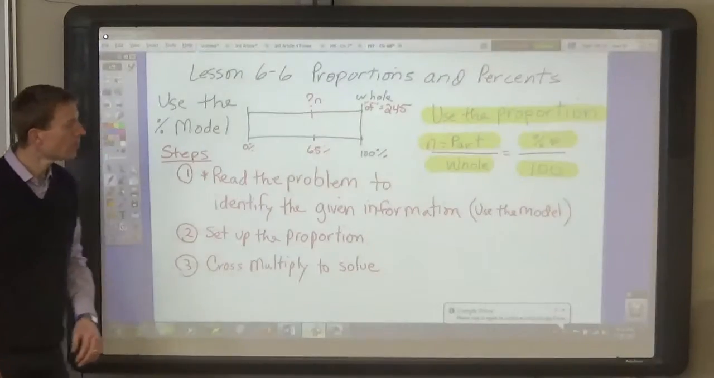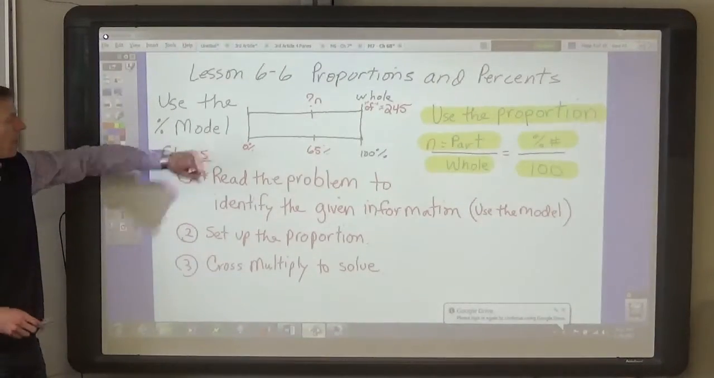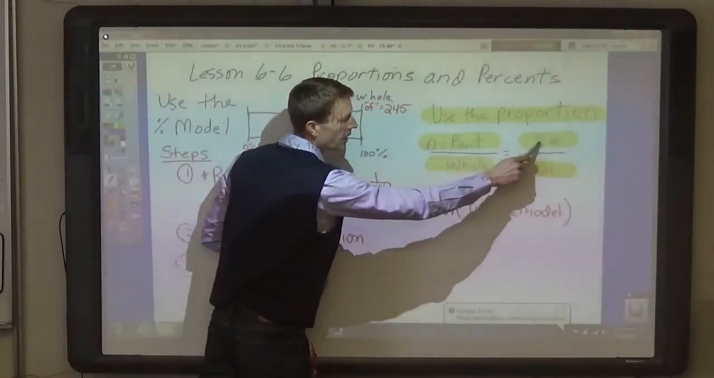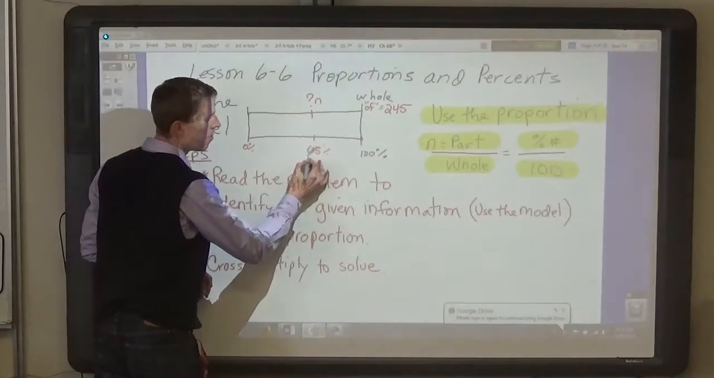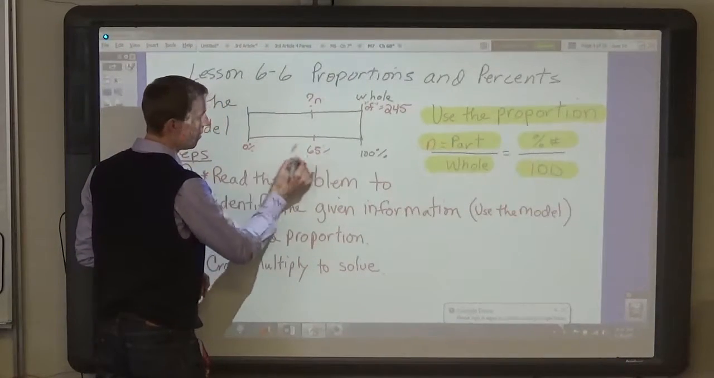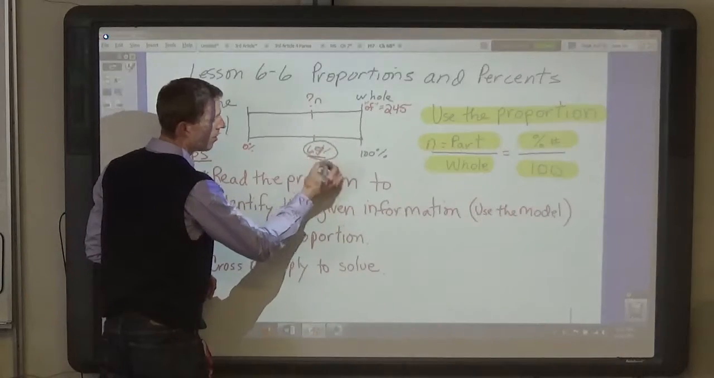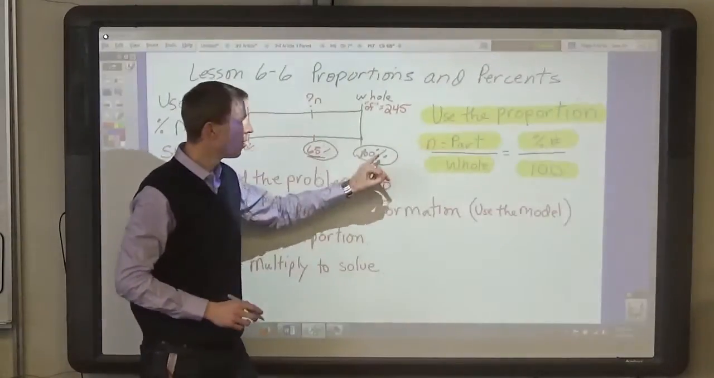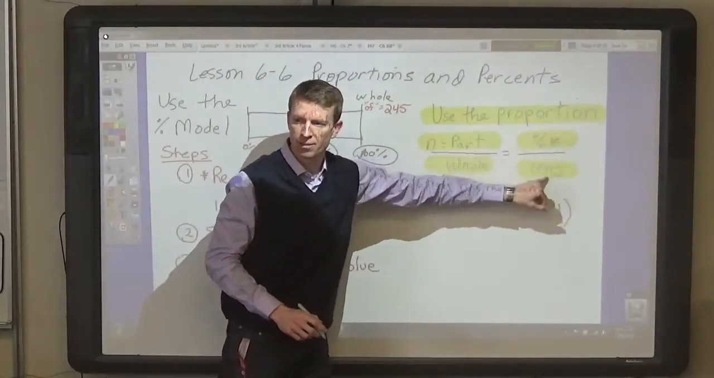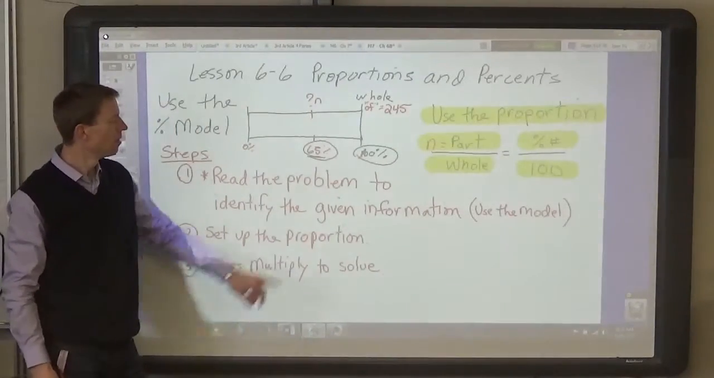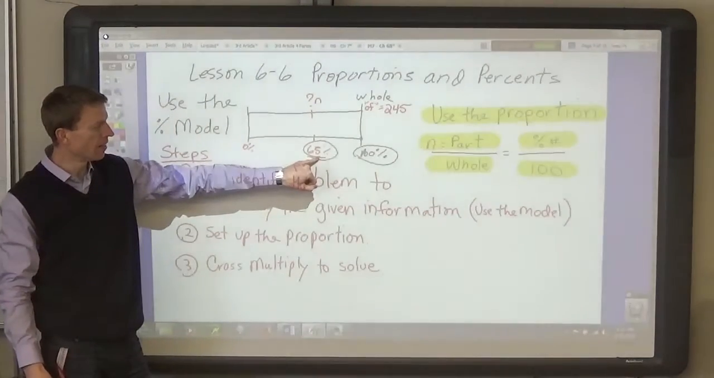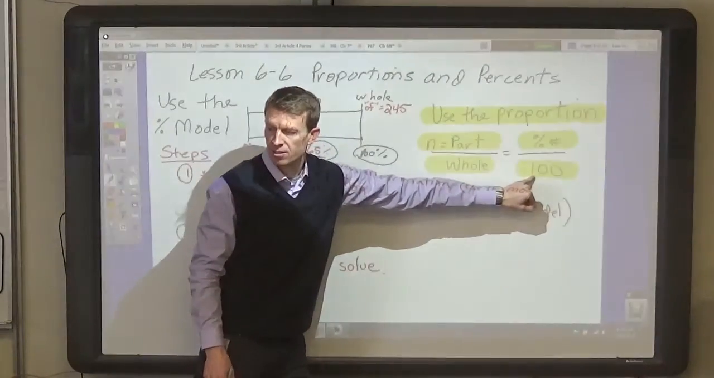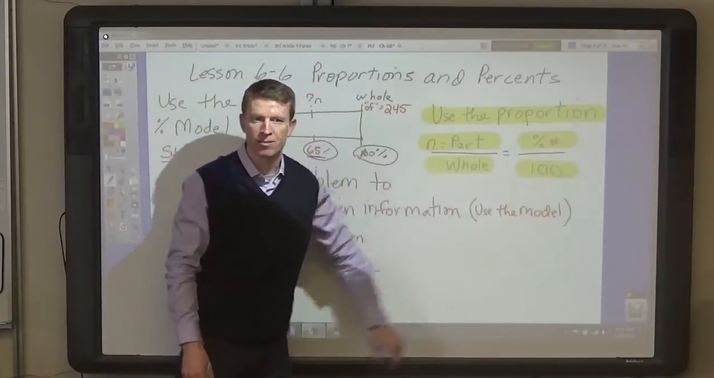Okay? So, let me explain this model and how it works. The proportion, the percent number over 100, is from the bottom line. This is the percent number, and this is the 100. So these two numbers always go in that spot in the proportion. The percent number, 65% in this case, this is an example, and the 100 refers to the 100%, or the number out of 100. Okay?